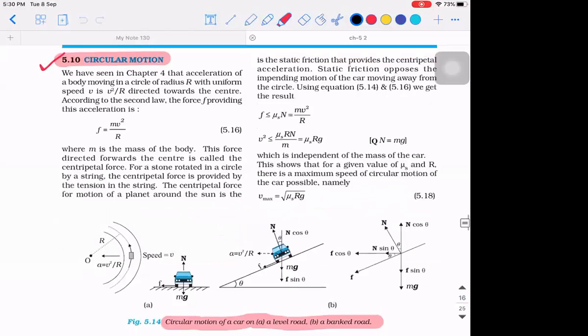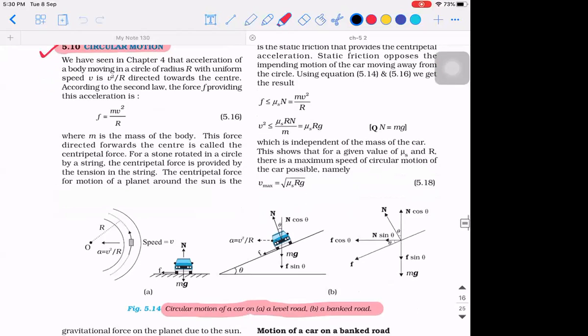So the circular motion, as I told you, let me read this out. We have seen in chapter 4 that the acceleration of an object moving in a circle of radius r with uniform speed v is v square by r, which is directed towards the center. We know this value, right? This is the value of the centripetal acceleration. We saw the derivation also.